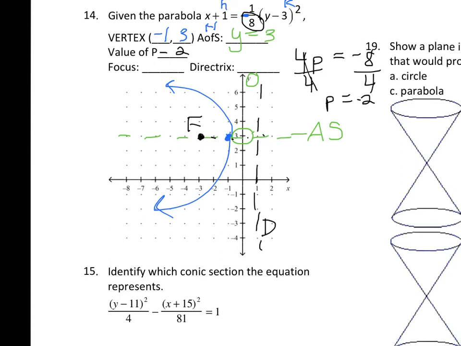So let's write the coordinates of that point right there. It is 3 back and 3 up. So -3, 3. The equation for the directrix goes through 1 on the x-axis. So it's x equals 1.